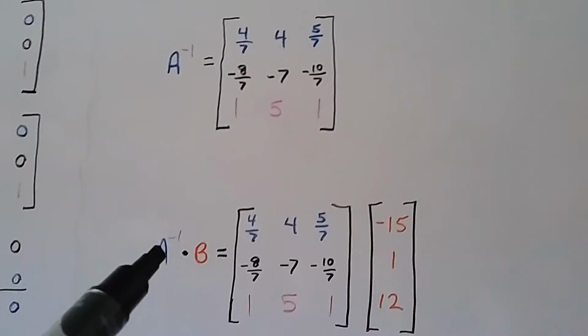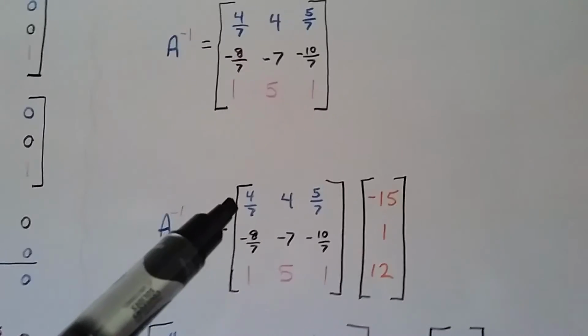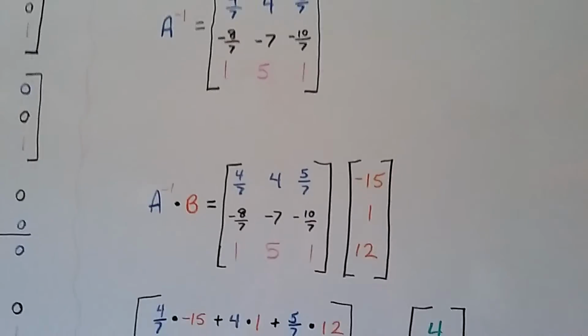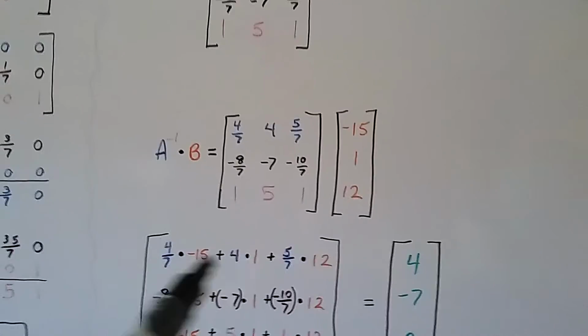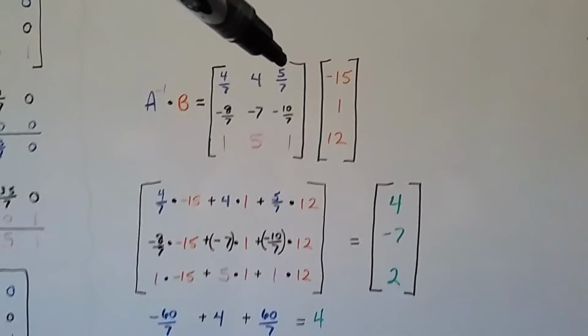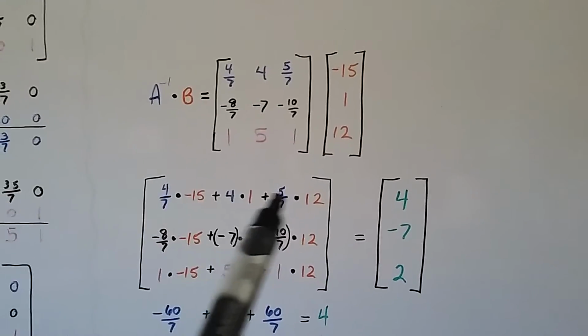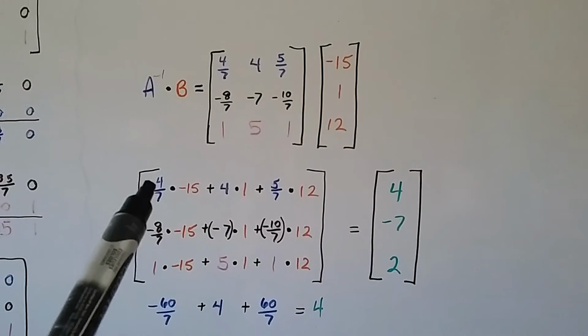Now we do the inverse of A times B. And if you remember, we take this 4/7 and multiply it to negative 15. You can follow me along here. Then we take the 4 and multiply it by 1. Then we take the 5/7 and multiply it by 12. And we do our products and our addition.